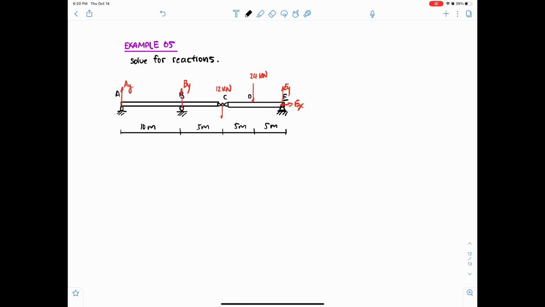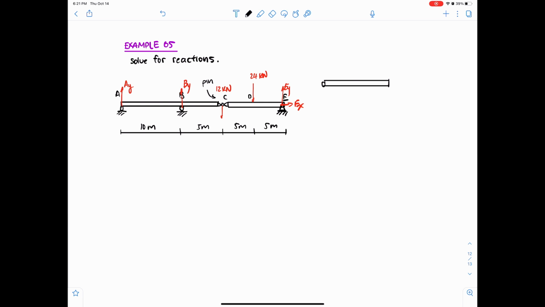And from last video, what we learned is that whenever you see this sort of pin here, you can split up the problem and take a moment about that point to solve for the unknowns, all right? So here we do have a little shortcut, but I will just go over the proper way.